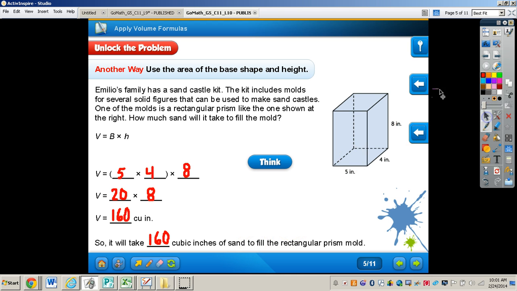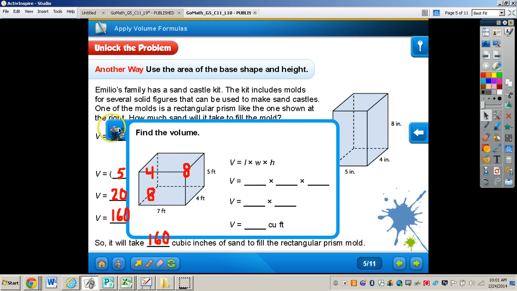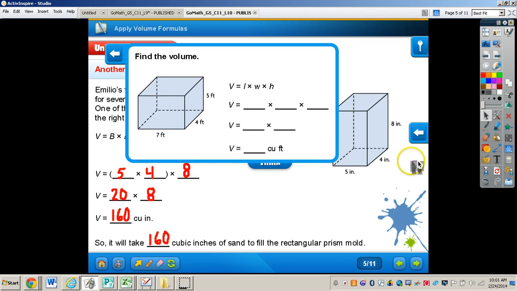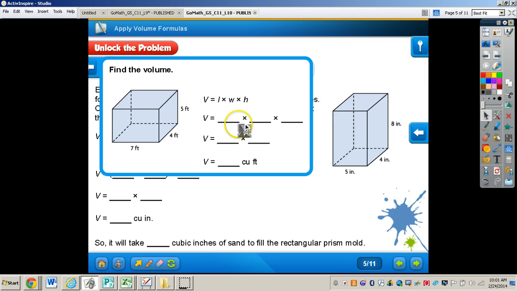Now let's take a look at some other problems. Let me get rid of everything that's on my screen. So we're going to find the volume of this figure. Finding the volume with the regular length times width times height, we have a length of 7 feet, a width of 4 feet, and a height of 5 feet.